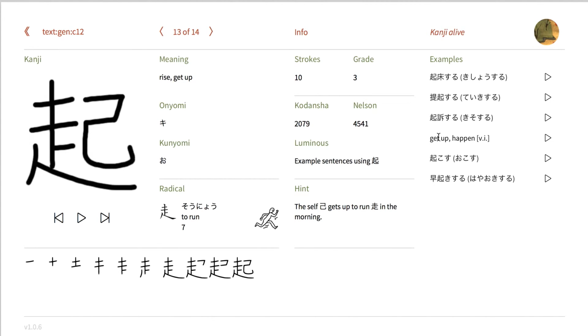So okiru is to get up. Hayaoki suru, to wake up early.